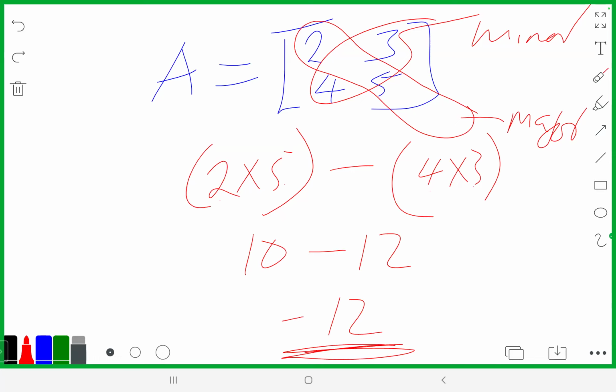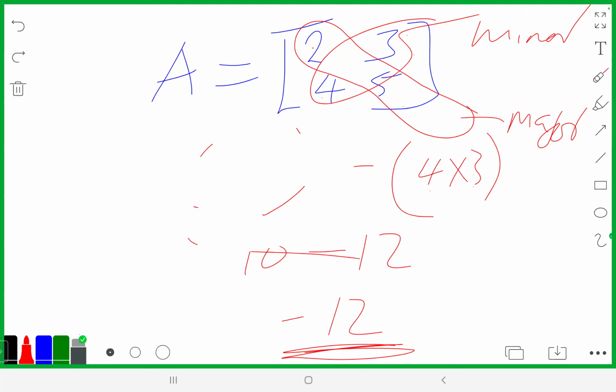So find the entries of the major diagonal, and after finding them, multiply the major diagonal entries, then subtract the product of the minor diagonal entries. Then we have learned how to find the determinant.